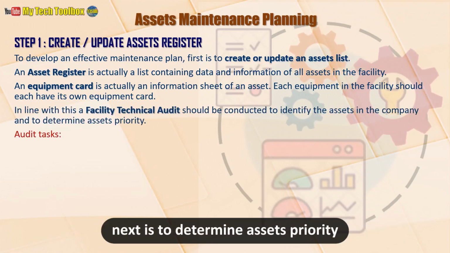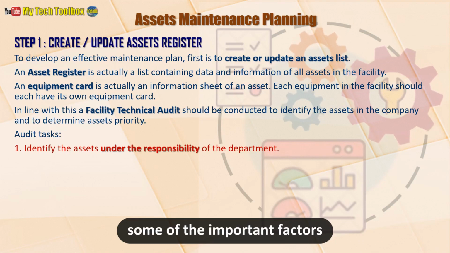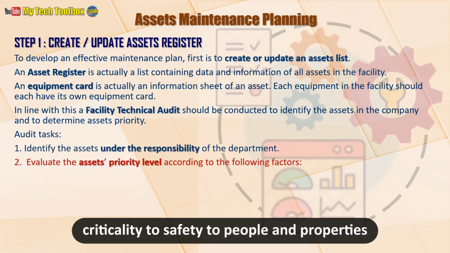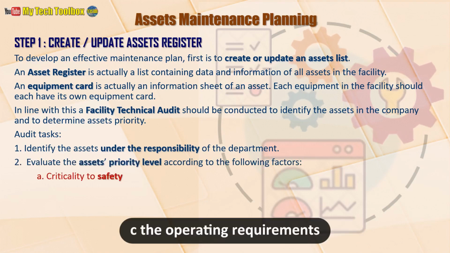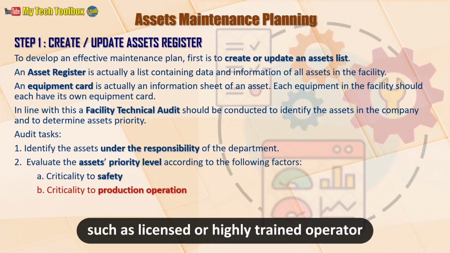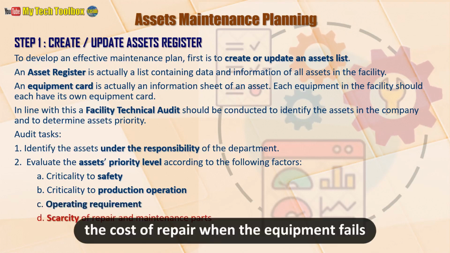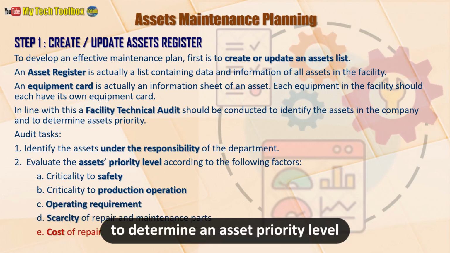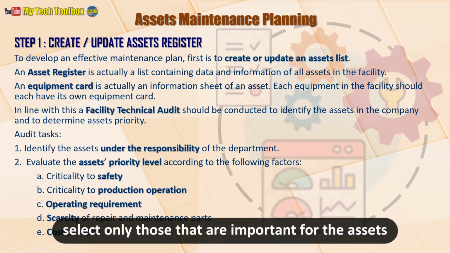Next is to determine assets priority, for which the maintenance focus aims at those assets. Some of the important factors to determine asset priority are: A. Criticality to safety of people and properties. B. Criticality to production operations. C. The operating requirements such as licensed or highly trained operator. D. The scarcity of repair and maintenance parts. E. The cost of repair when the equipment fails. A rating or coding system may be established to determine an asset priority level. The department may opt to use all the factors or select only those that are important for the assets.